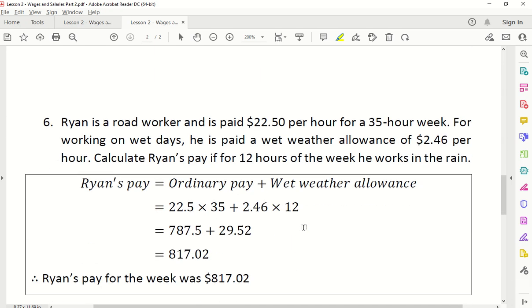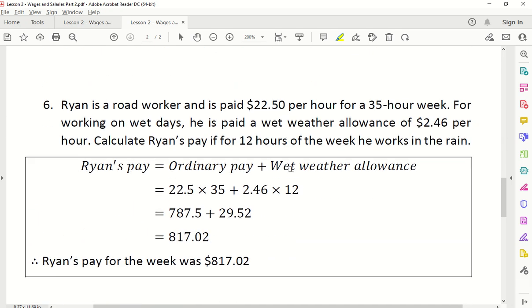Anyway, looking at the last example for this lesson. So Ryan is a road worker and is paid $22.50 per hour for a 35-hour work week. For working on wet days, he is paid a wet weather allowance of $2.46 per hour, which is pretty standard. Sometimes you get paid a little more if the conditions are unfavourable. Calculate Ryan's pay if, for 12 hours of the week, he worked in the rain.